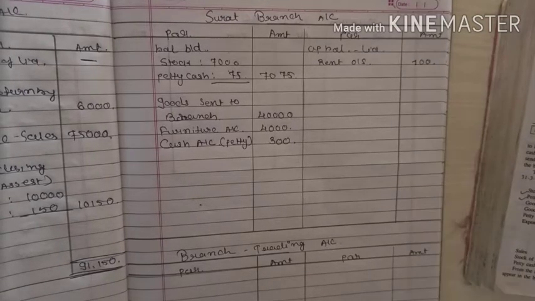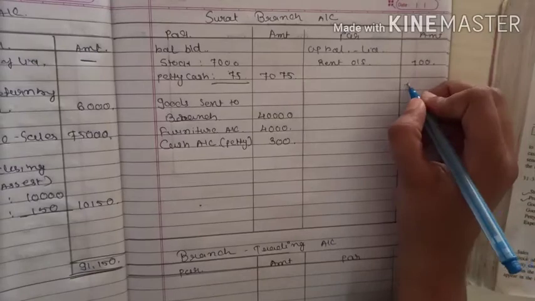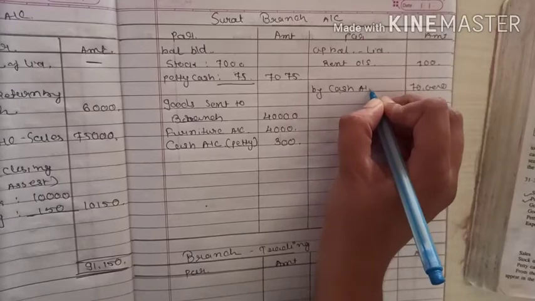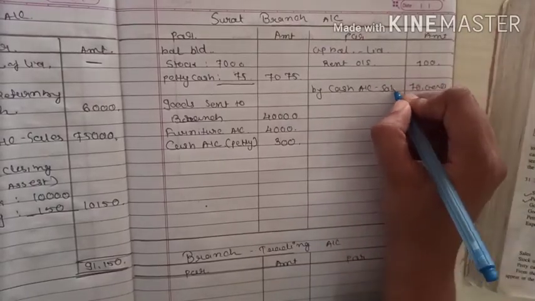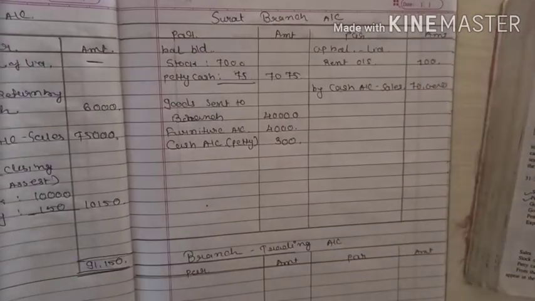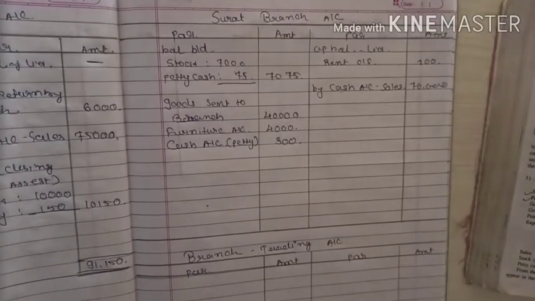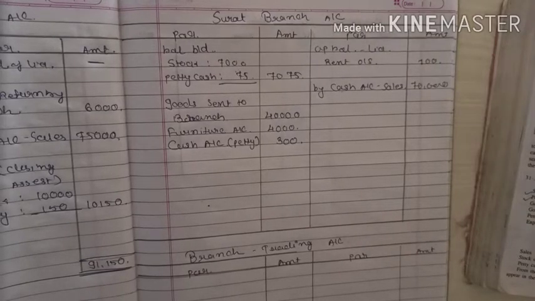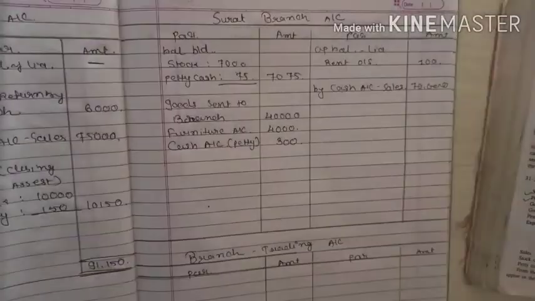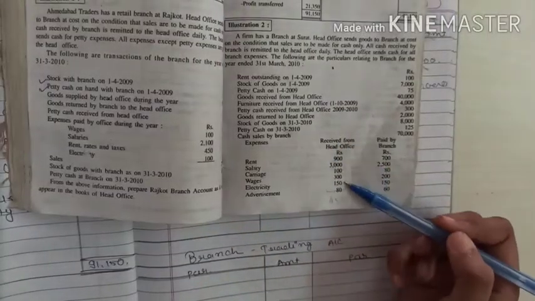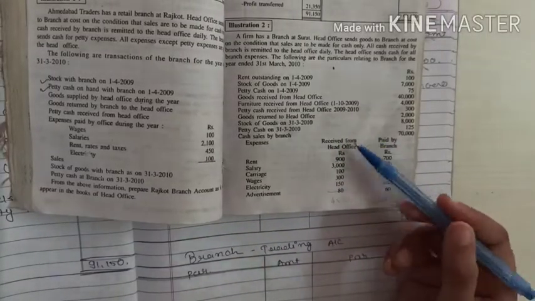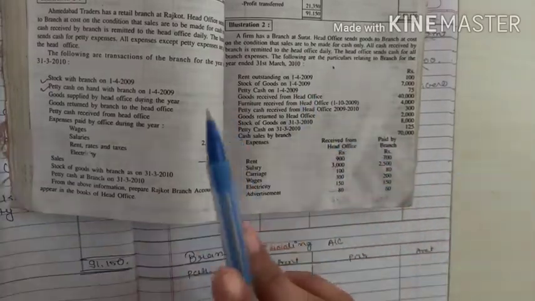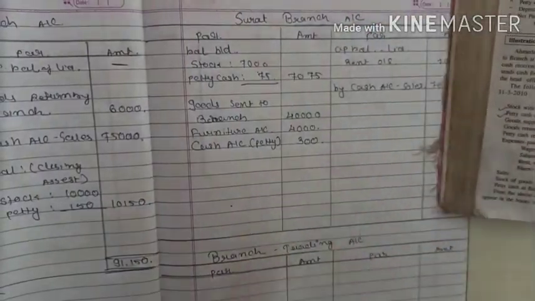Then cash sales by the branch are 70,000 rupees. So we will write here 70,000, by cash account, and we will write sales. Then various expenses will be there: rent, salary, carriage, wages, electricity and advertisement, received from the head office and paid by the branch. So these are received from the head office. We will write this amount, not that amount, in our branch account, just because it was received from the head office.